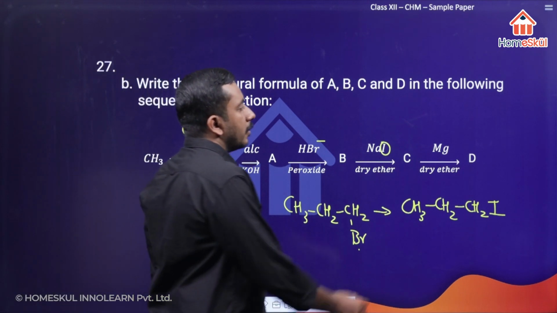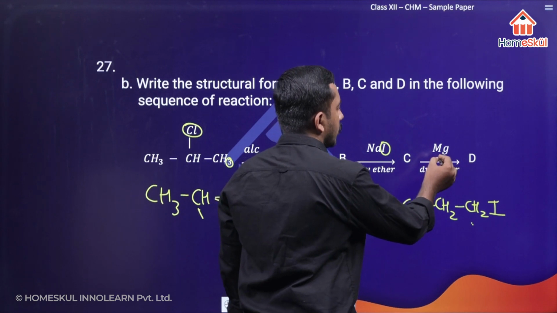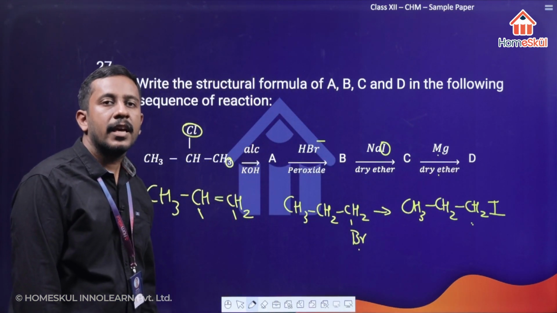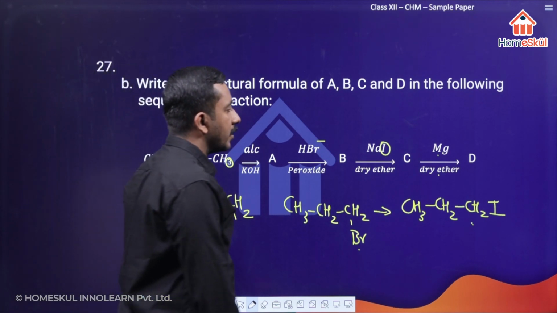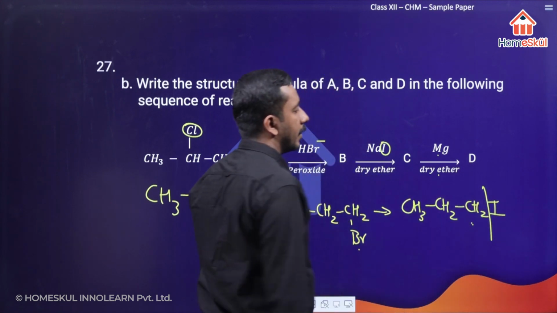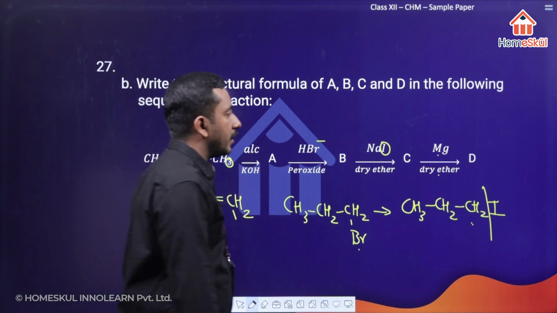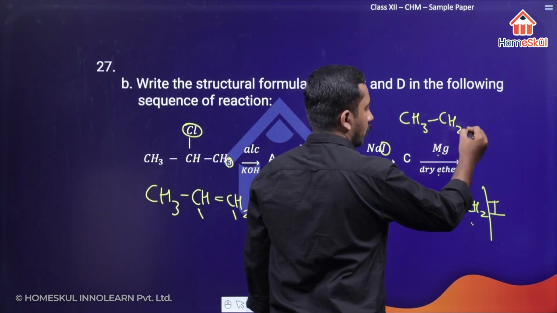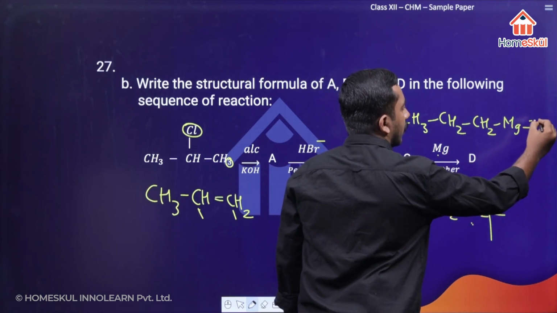Then the final step is the reaction of this alkyl iodide with magnesium in dry ether. That is the method of preparation for a Grignard reagent, which has the general formula RMgX. That means the magnesium is going to get attached between the alkyl group and the halogen, and the corresponding Grignard reagent will be obtained. That means we will get CH3, CH2, CH2, Mg, I.